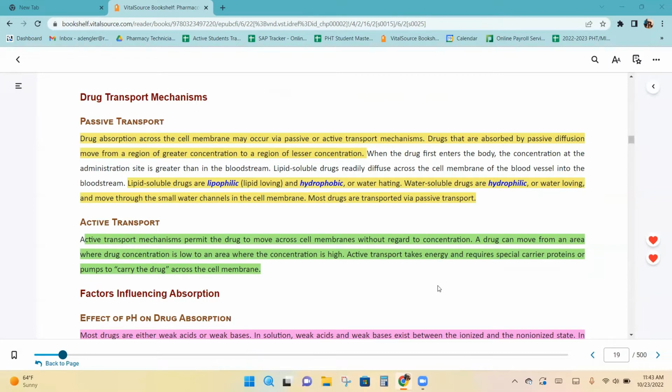Active transport mechanisms permit the drug to move across cell membranes without regard to concentration. A drug can move from an area where drug concentration is low to an area where the concentration is high. Active transport takes energy and requires special carrier proteins or pumps to carry the drug across the cell membrane.